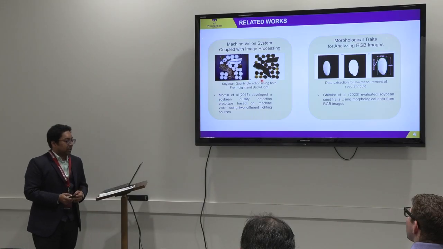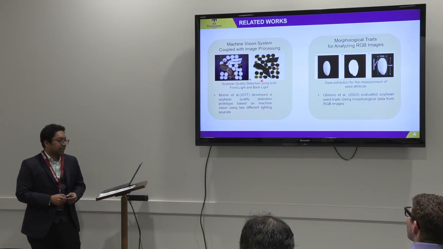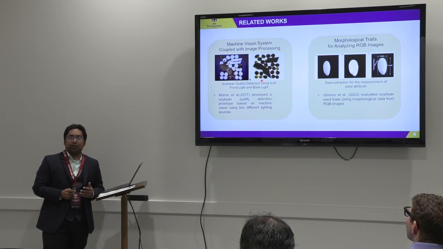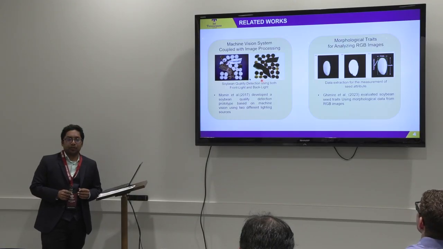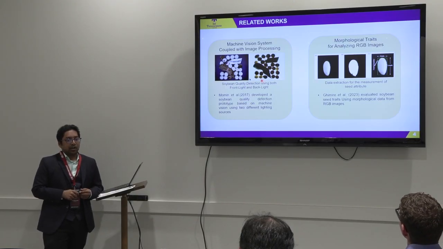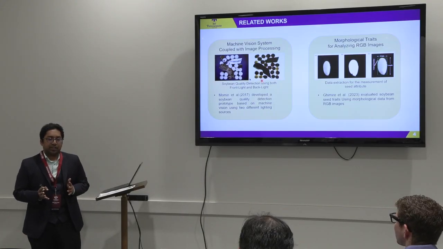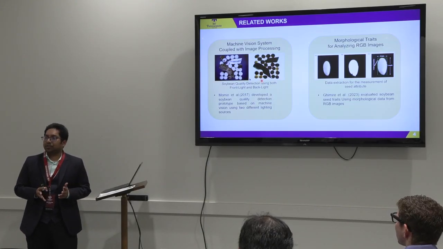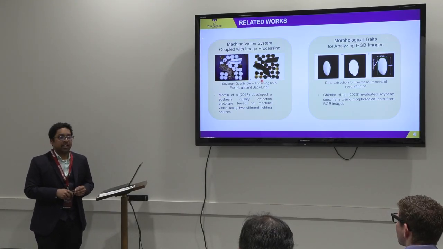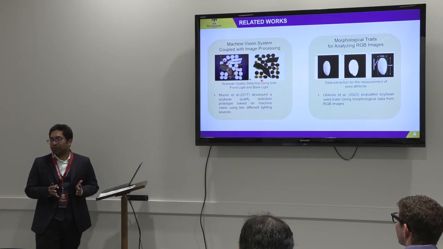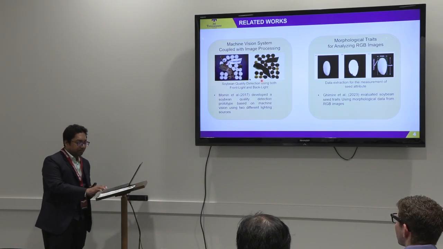Another research work has been done by Kimmer and others. They used different morphological features of the soybean, like soybean length, soybean width, and projected area. This type of morphological features have been used for classification of soybean traits. And they did not differentiate the normal soybean and split soybean.